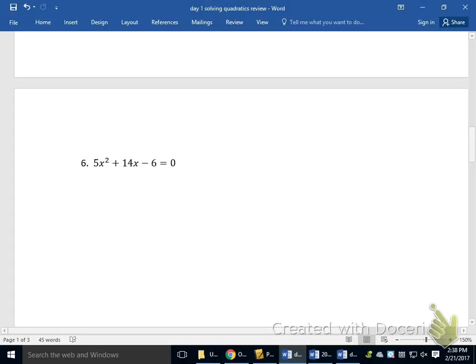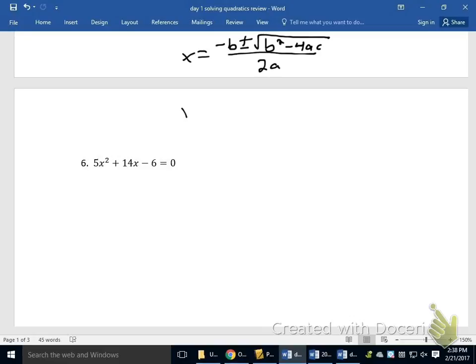All right, finally, a time where I say, hey, let's use the quadratic formula. Because my a value is 5, I don't want to have to divide everything by that and deal with fractions using completing the square, so I'm going to use quadratic formula here. In case you're needing a reminder of what the quadratic formula is, it is negative b plus or minus the square root of b squared minus 4ac over 2a.